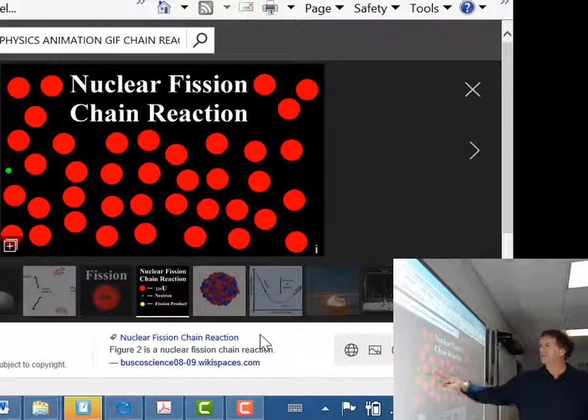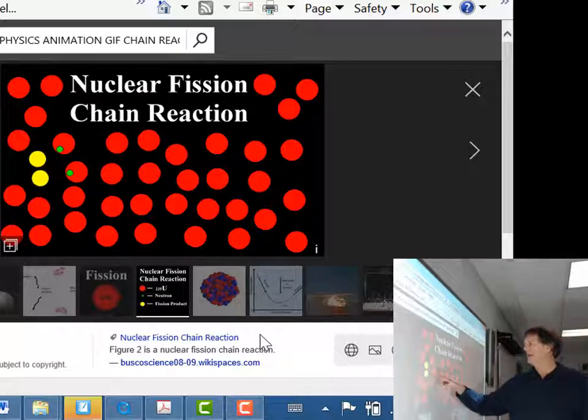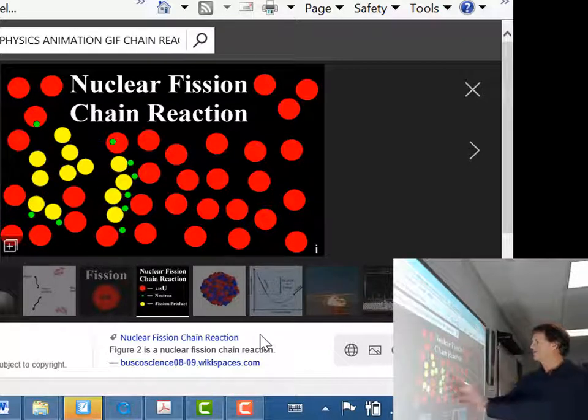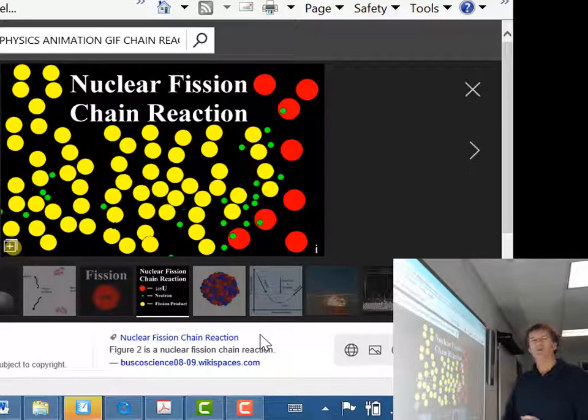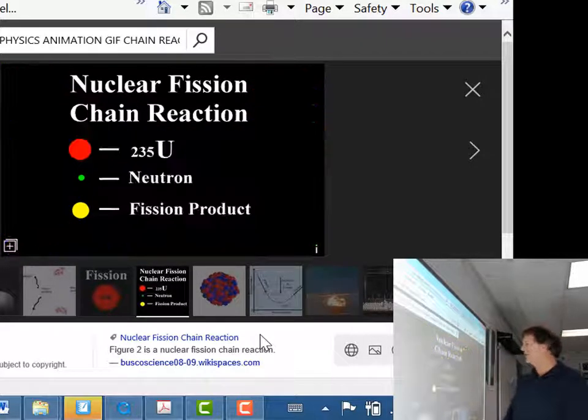And this is what it looks like here. Neutrons are the green ones. You can see one neutron splits one here. That's going to split more and so on. It's going to spread through that very quickly, releasing lots of energy for each fission. And we're talking mega electron volts for just the one fission, so it's a lot of energy.